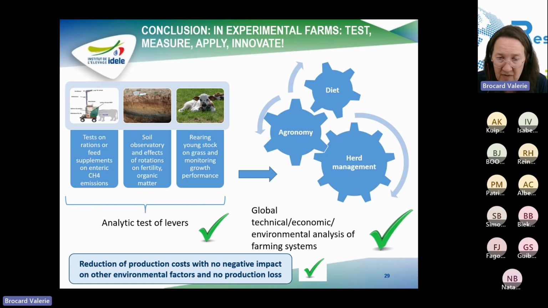commercial farms. And at the same time, you can demonstrate to farmers that these different levers can be combined in a consistent way to build a whole low carbon footprint system. And you can still be profitable because you can go on decreasing the production costs, and you can show that you have no negative impact on the other environmental factors like air quality or water quality. And you can show the farmers that the production per cow can be maintained at the same level.